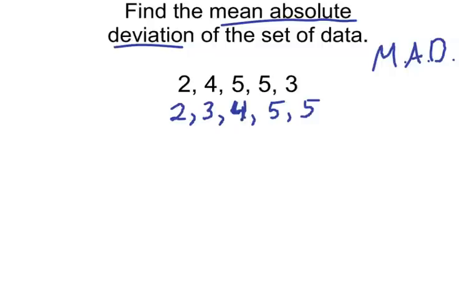But they're not asking us to find the median, the mode, or the range, right? The range would be 5 minus 2, which would be 3. But we're finding the mean absolute deviation. So first of all, we need to find the mean. How do we find the mean?